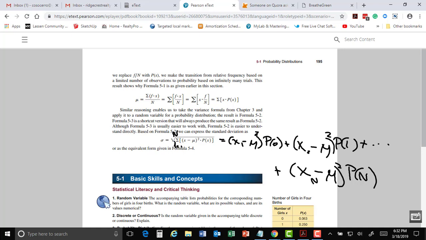So let's see if we can find that rule of thumb that they're talking about. Is there an easier way to do that? StatCrunch. Yes. It should do it for you.